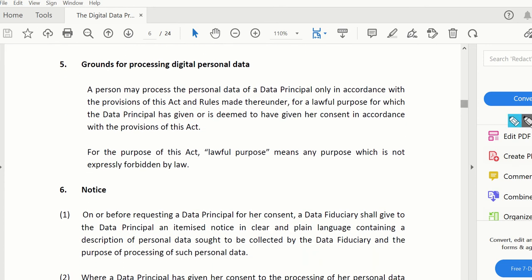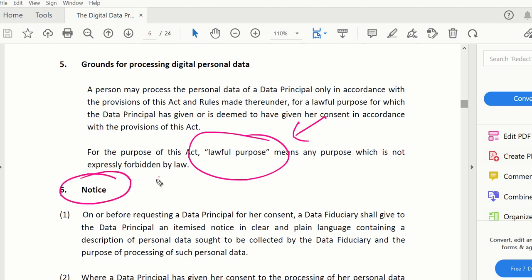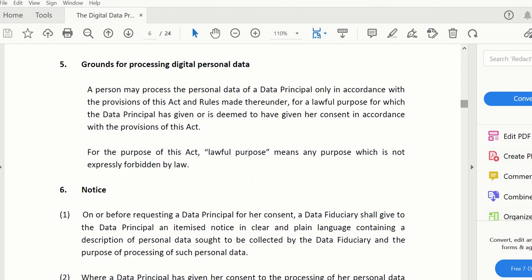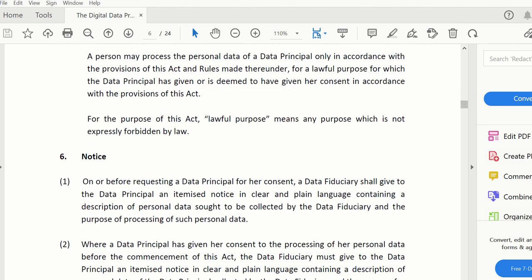Now, there are certain things that have been considered. While processing any personal data, the purpose should be lawful. Unlawful data processing will be considered a breach of this regulation. So before collecting any personal data, you need to give notice to the user. The first thing is that if you are collecting any personal information, you need to give notice to the user.